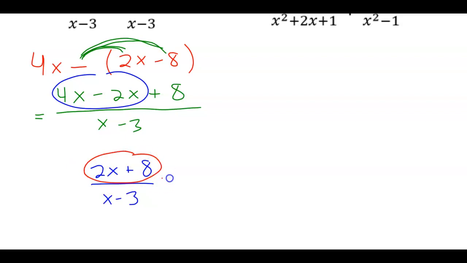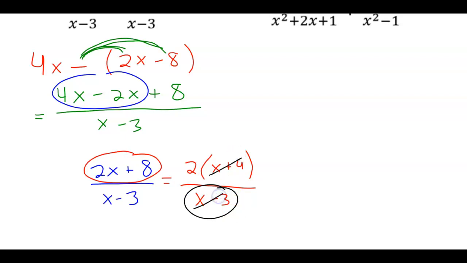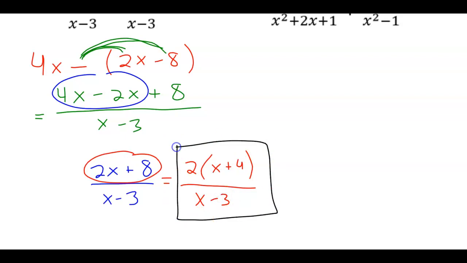There's not much to do, but we can factor out a GCF. And if I divide these by 2, I get x plus 4, which in this case isn't going to help me because on the bottom I have x minus 3. But sometimes when you factor that numerator, it'll cancel with the denominator. So like if this had been an x plus 4 on the bottom, those would have canceled out. But in this case, it's not. So you can just keep that as your answer.